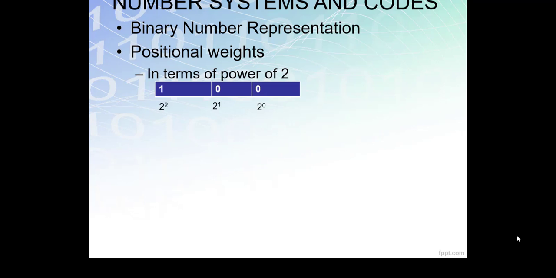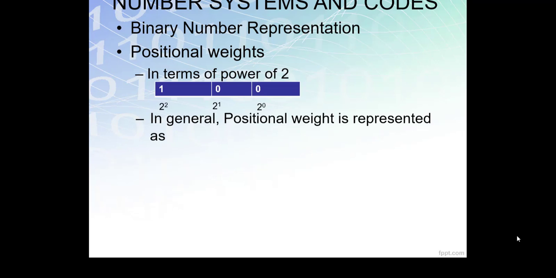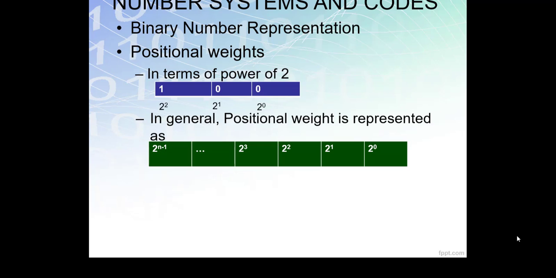So in such a way you have to give positional weight within binary. In general, the positional weight is represented like this. You take this from right to left, 2 to the power of 0, 2 to the power of 1, 2 to the power of 2, 2 to the power of 3, up to 2 to the power of n minus 1. You see the leftmost digit.